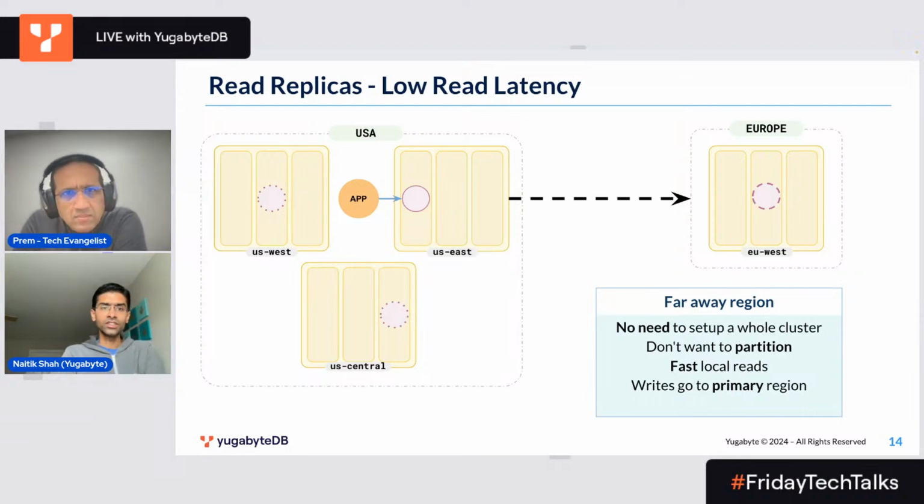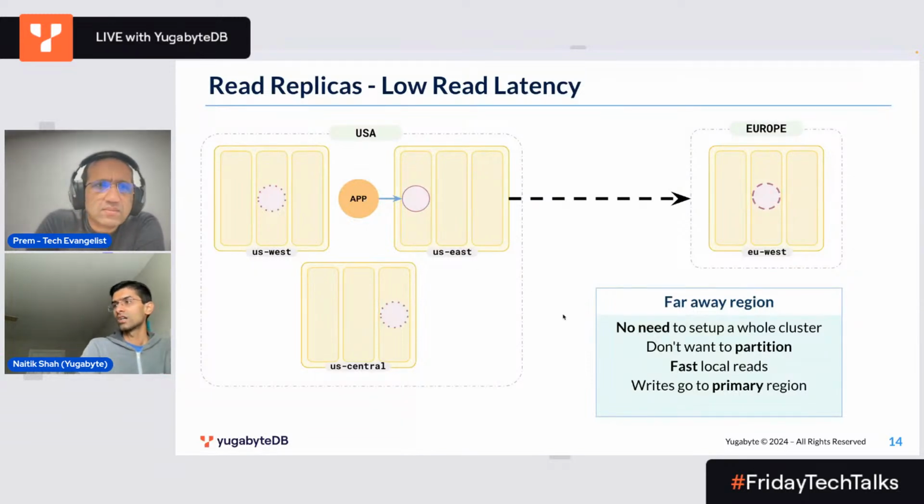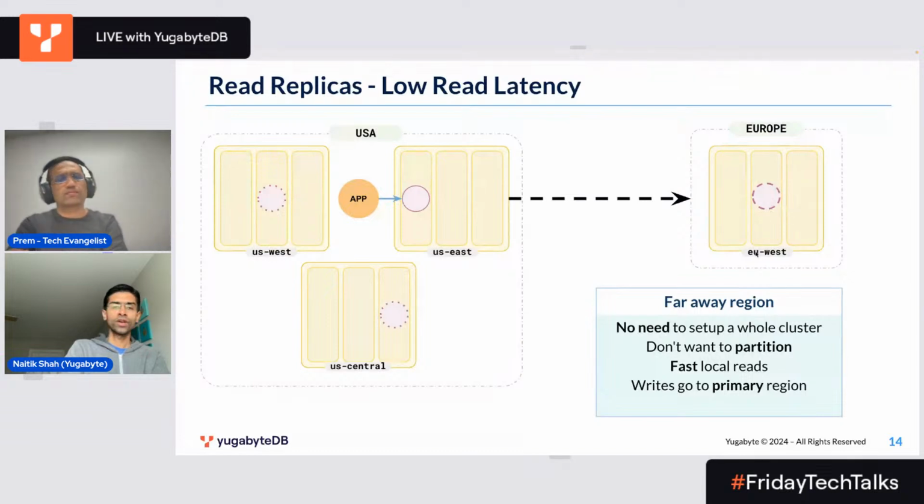In the case where a region failure in the US happens, US users would face very high latency, so you don't want to partition your data that way. In this case, your European users are able to access local reads, and they don't have to go to the primary cluster. Instead, they can just access it from the EU West region here.